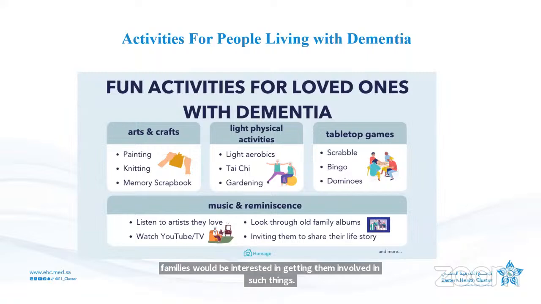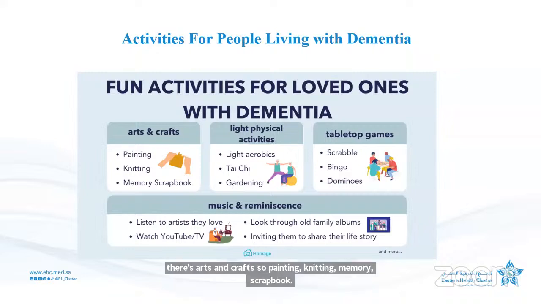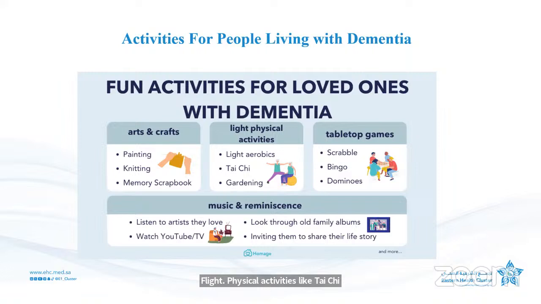These are general activities that are fun to do with someone with dementia, for families. We divided them into different aspects. There's arts and crafts: painting, knitting, memory scrapbook. Light physical activities like Tai Chi, gardening, and water aerobics, which is really good for people with dementia, and generally for all geriatrics, because it helps with their joints and does not pressure them. Tabletop games: Scrabble, bingo, dominoes.